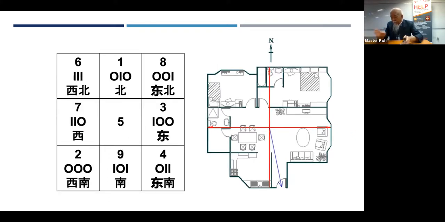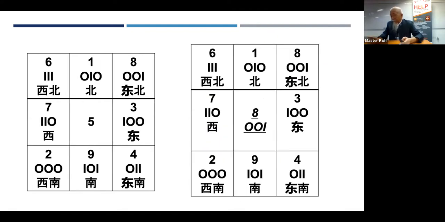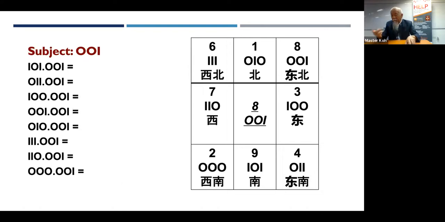Okay, from here we come back to this diagram again, and then we give a different example. For example, what if the subject is 001? Remember, if it's 001, then we again apply it using this as an example. 101 overlapping with 001, or 011 overlapping with 001, and 100 overlapping with 001. So every one of the 9 magic square quadrants will overlap on this particular subject.